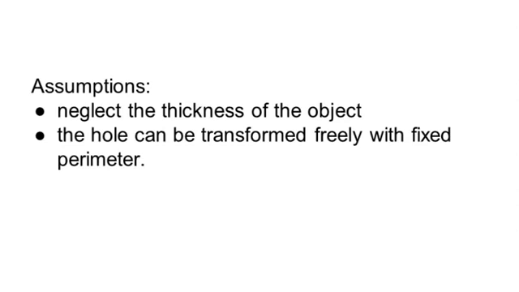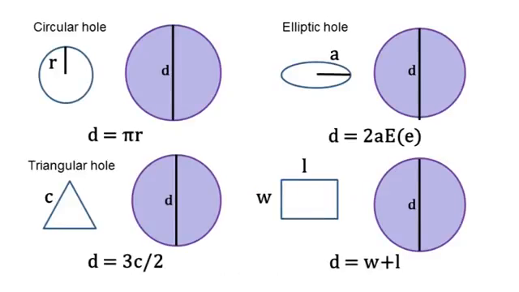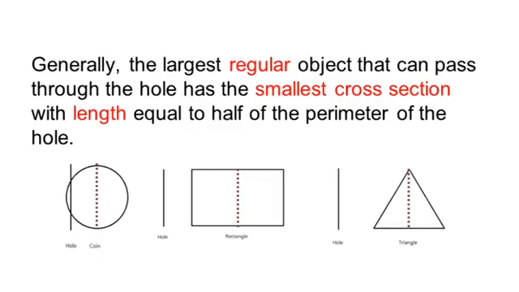Firstly, we investigate when the passing through object has a negligible thickness, and then the hole can be transformed freely with a fixed perimeter. And here's the general equation for the diameter of the coin, which will have a perimeter over 2 of the hole. And here are different shapes of the hole. Generally, the largest regular object that can pass through the hole has the smallest cross-section with the length equal to half of the perimeter of the hole.